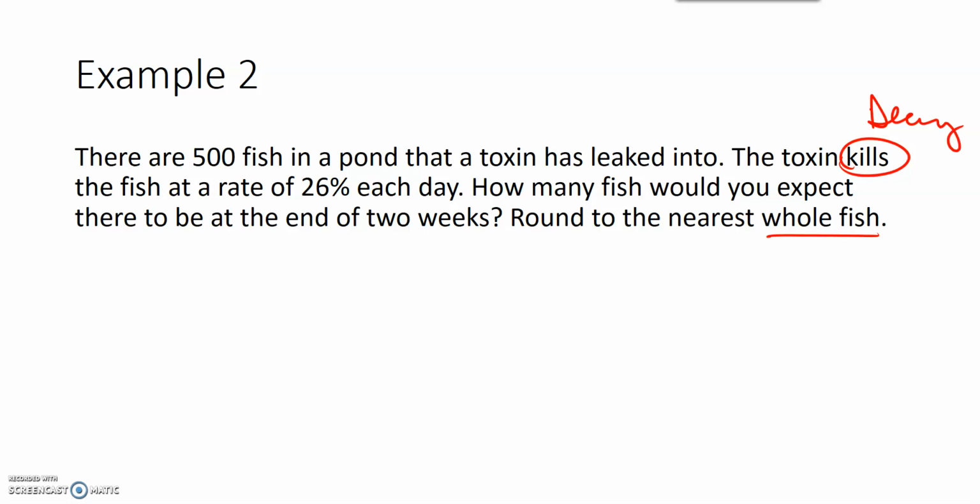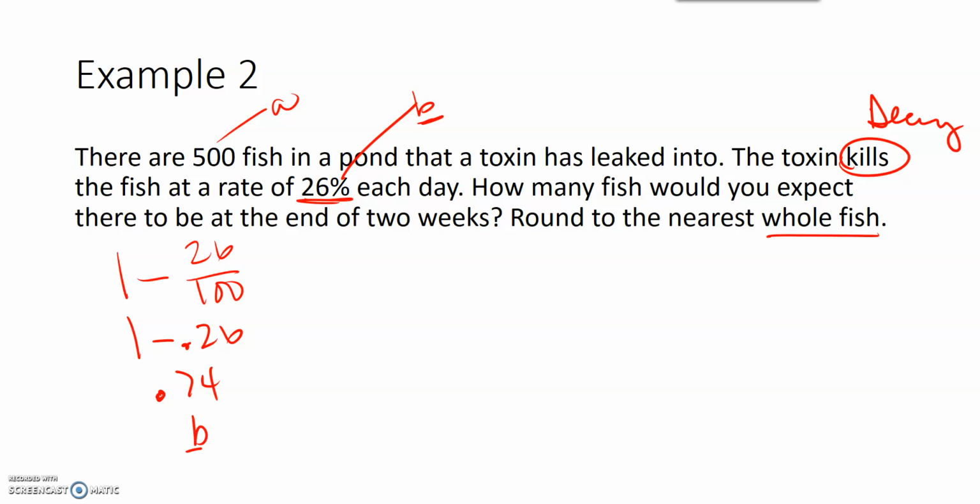Okay? I'm going to read through it again, and this time I'm going to identify my A and my B. There are 500 fish, so there's my A, in a pond that a toxin has leaked into. The toxin kills the fish at a rate of 26% each day, so my B is coming from this. So 1 minus 26 over 100, 1 minus 0.26, which gives me 0.74. That is our B value. So let's write our model. Y equals 500 times 0.74 to the x. Okay, yep, that is correct.